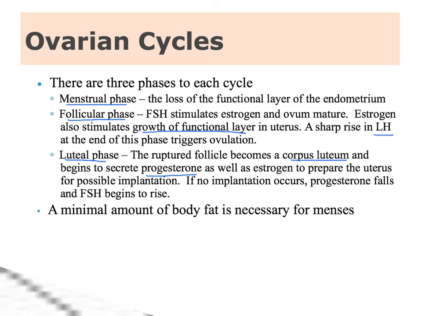the menstrual phase. A minimal amount of body fat is necessary for menses. Women who are endurance athletes and have very low levels of body fat often stop menstruating. They experience amenorrhea. And part of the reason that the doctors feel that we're seeing younger and younger girls starting menstruation is just the rise of obesity in America. And so they're getting to higher body fat levels when they're younger, and that's triggering these hormones.